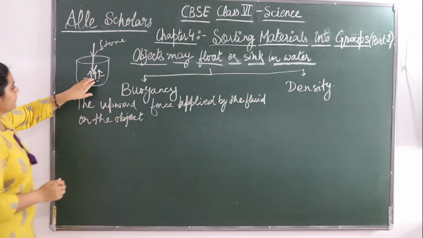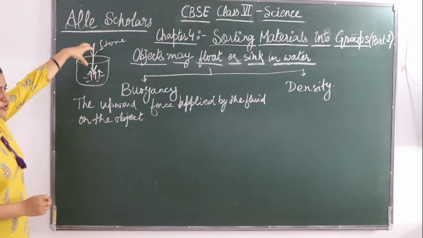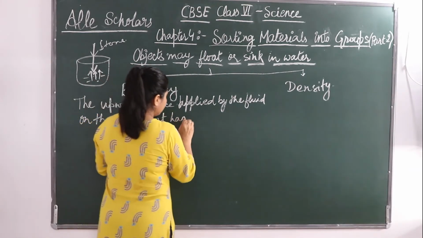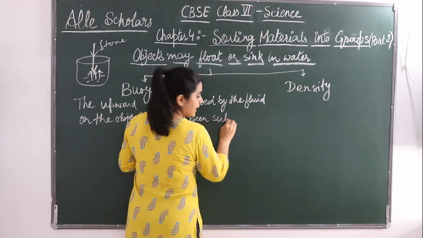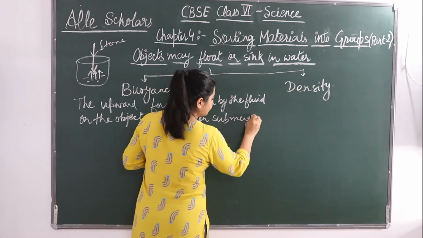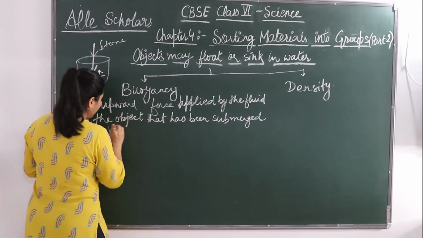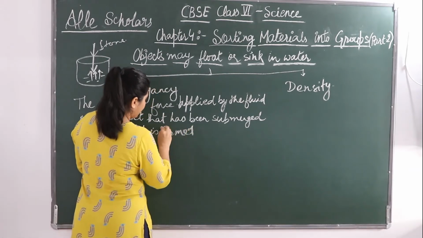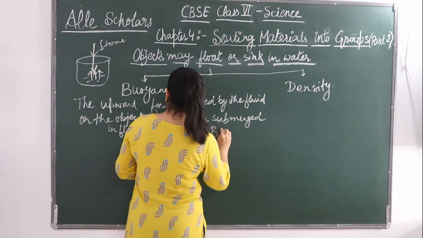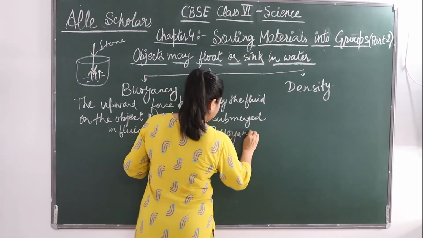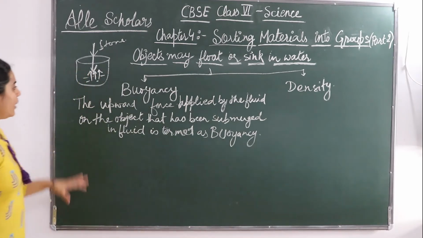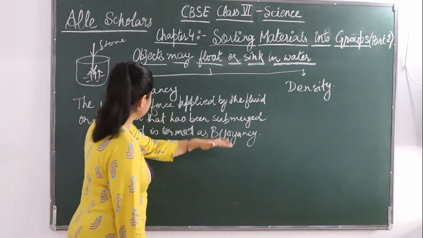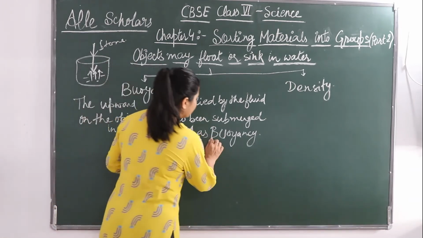The fluid will apply force on the object, on which object? The one that we have submerged, on the object that has been submerged in water. Okay, submerged in a fluid or any other water is termed as buoyancy. So the upward force applied by the fluid on the object that has been submerged in the fluid is termed as buoyancy.